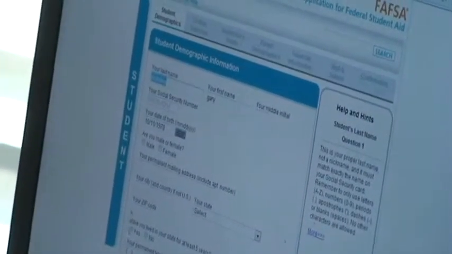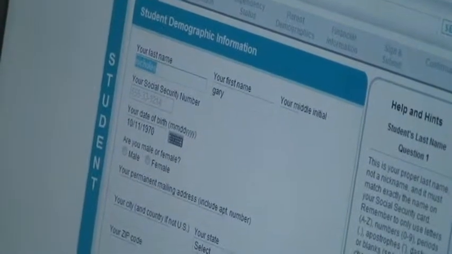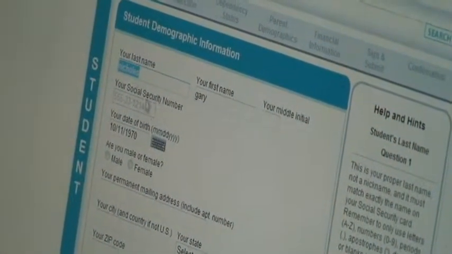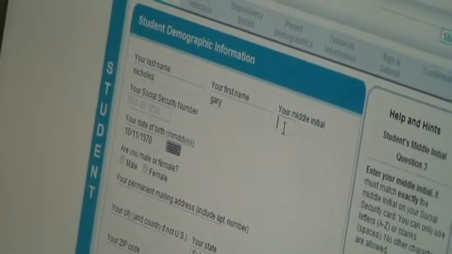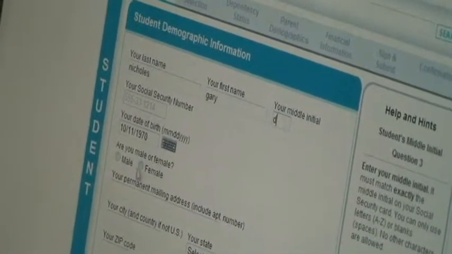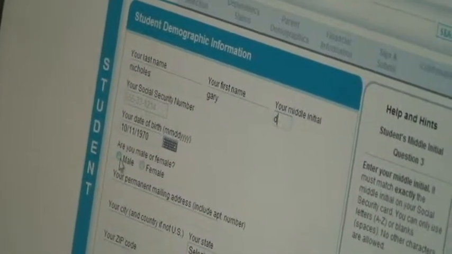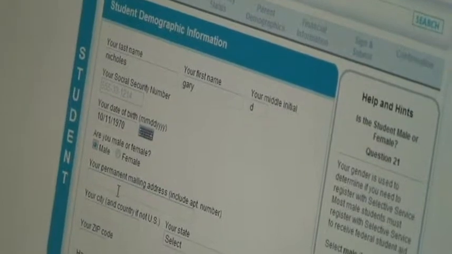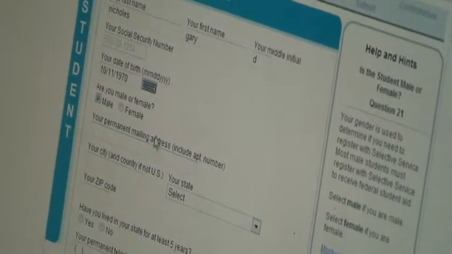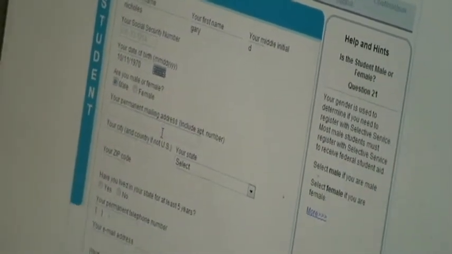Once you go to the next, it's going to start asking you about your demographics, which is your name. It's going to confirm your name. You want to confirm your social security number. You want to put in your middle initial at this time. Are you male or female? And you're going to put your permanent mailing address. You want to make sure you include an apartment number. You also want to include an address where you know you're going to get your information through the mail.